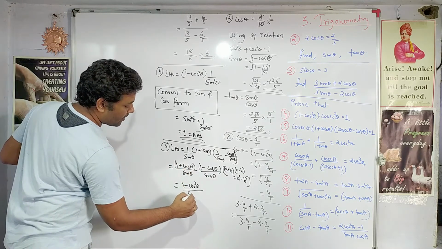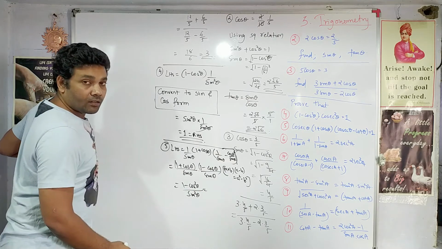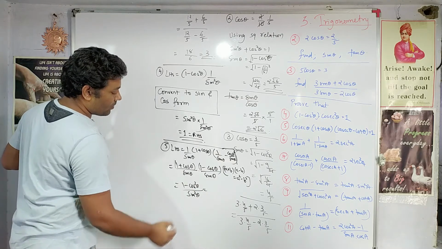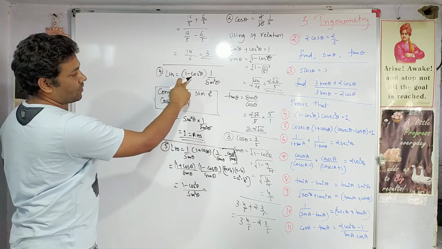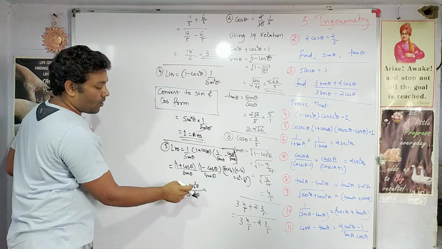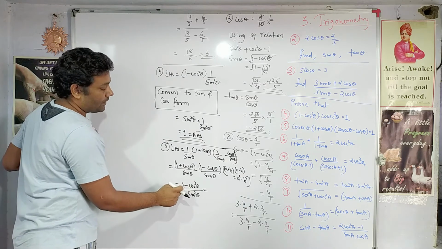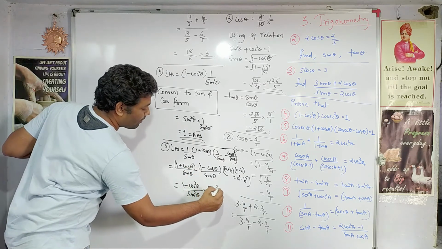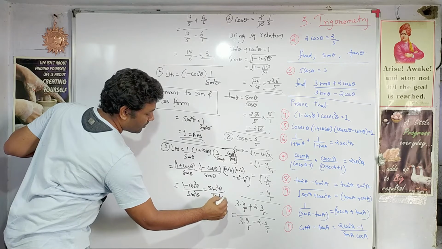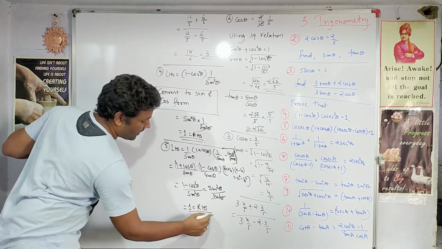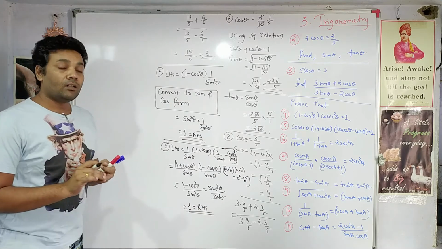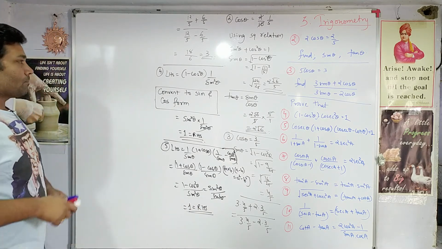Sine into sine is sine square theta, right? So 1 minus cos square theta is again sine square theta. We have used this in the previous question, right? We know that from the square relation we conclude that 1 minus cos square is sine square theta. So we cancel it, it is 1, which equals the RHS. Hence we have obtained the required proof, right?